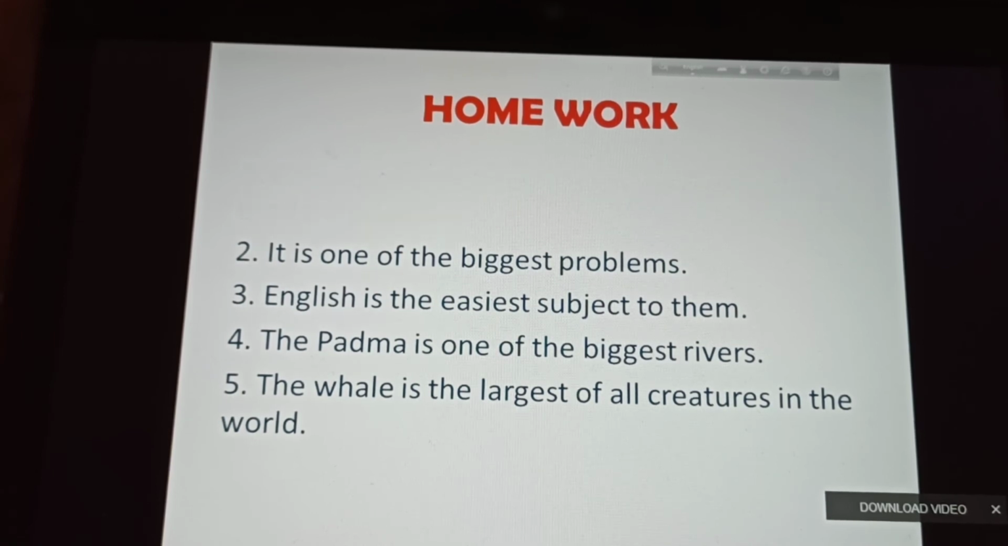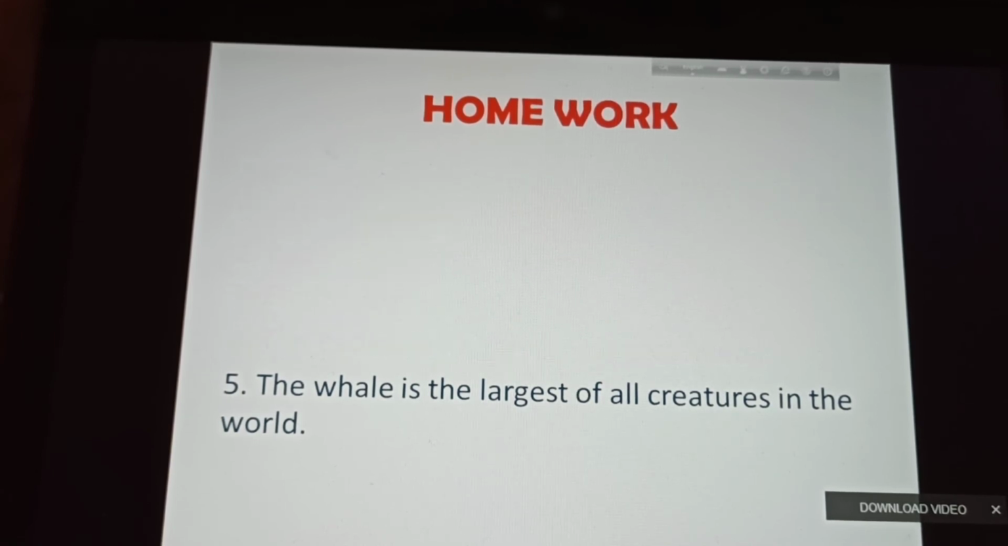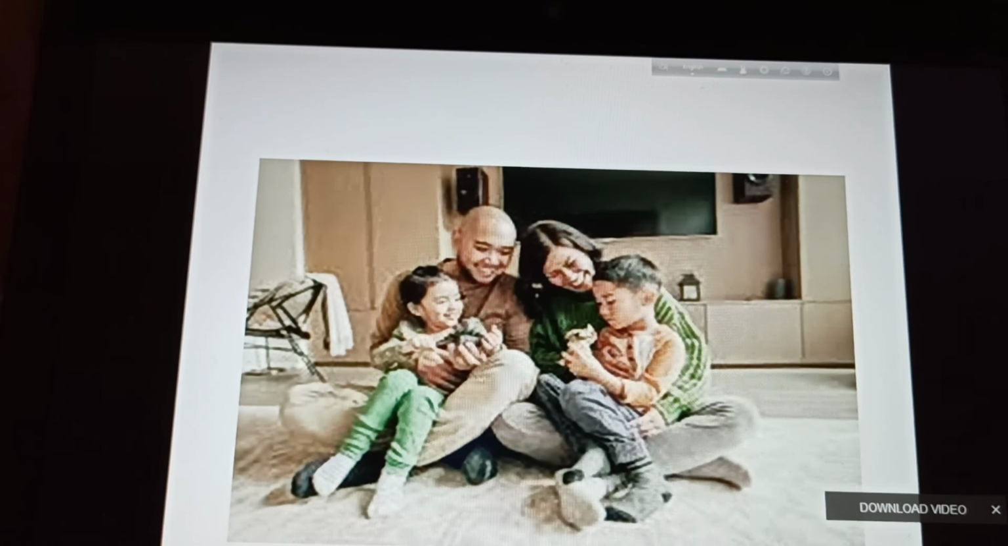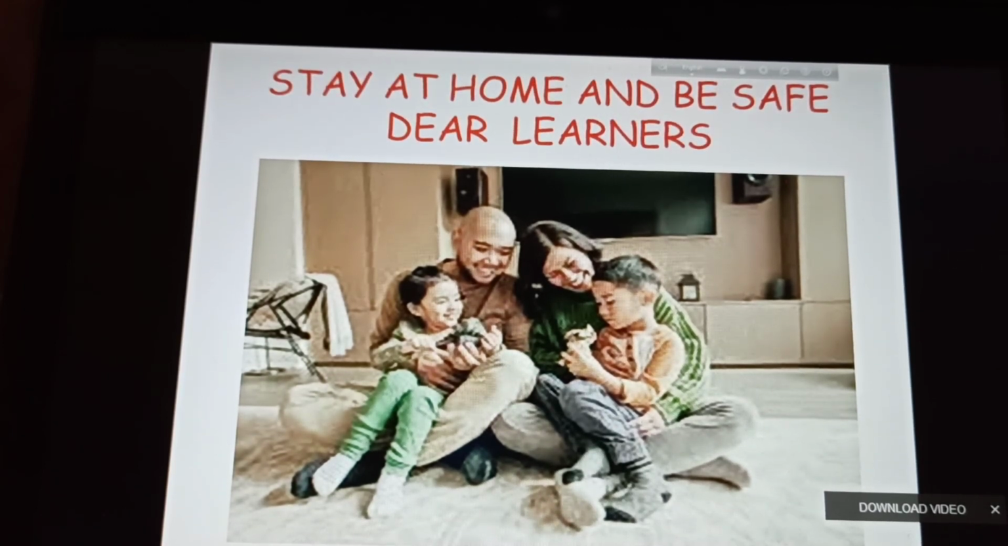Okay, dear learners, you will see something special on the screen. Please watch this picture on the screen. What does it mean? It means you should be at home. Stay at home and be safe, dear learners. Dear learners, hope you will be benefited from this session.